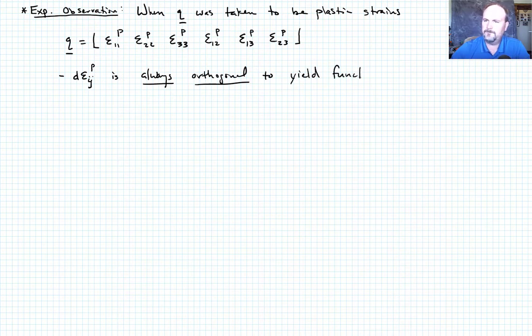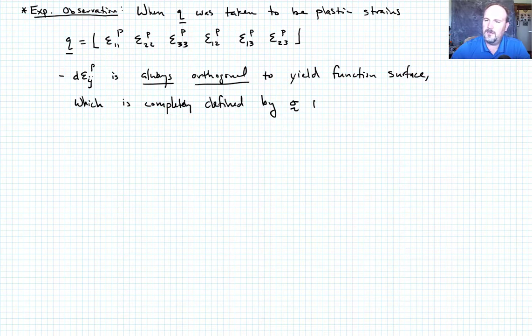Okay? I'll draw a picture of that here in a second. So it's always orthogonal to the yield function surface. We know that the yield function surface is completely defined by sigma and q, right? That yield surface does not depend on the stress increment. So let me see if I can draw a picture of what that means.